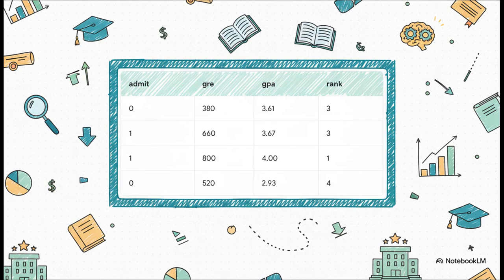And here's the data we're going to play with. We've got info on 400 different applicants. For every single one, we know if they got in. That's the admit column. A 1 means, yes, they got accepted, and a 0 means, nope, better luck next time. We've also got their GRE scores, GPA, and the rank of their undergrad school, with rank 1 being the most prestigious, like an Ivy League.